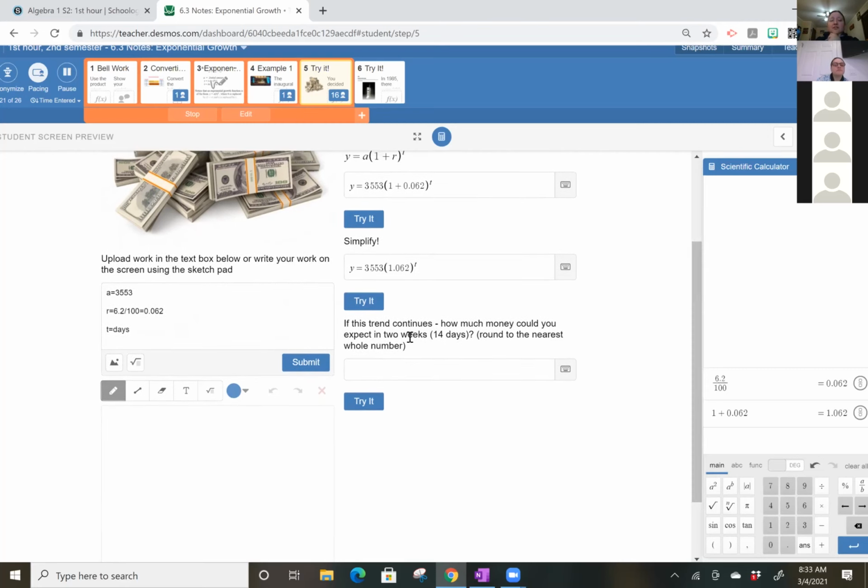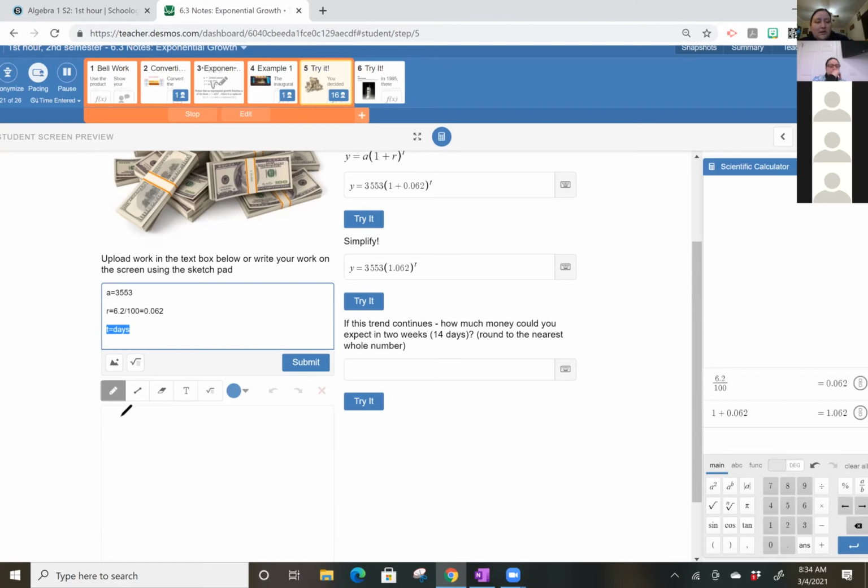All right, it says if this trend continues, how much money could you expect in 2 weeks, which is 14 days? So am I going to use the 2 weeks or am I going to use the 14 days? Look back at our T. Our T is talking about days. So am I going to use 2 or am I going to use 14? 14. I'm going to use 14.